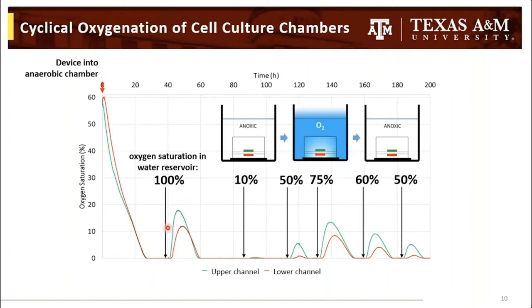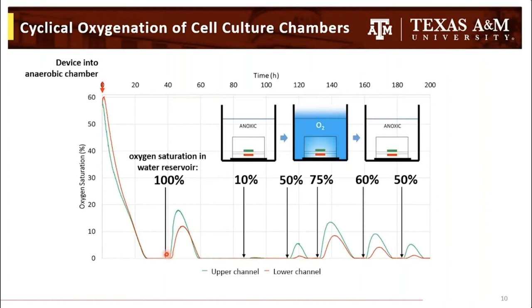And in order to do that, since our system was losing oxygen after 24 hours inside the anaerobic chamber, we tried replacing the water that's covering the device with oxygenated water. And so at the very beginning of the experiment, as I have mentioned before, the system loses oxygen within 24 hours. And then at this point, we replaced the water covering the device with water that's 100% saturated in oxygen.